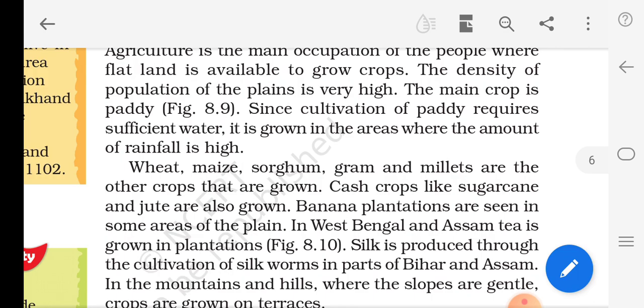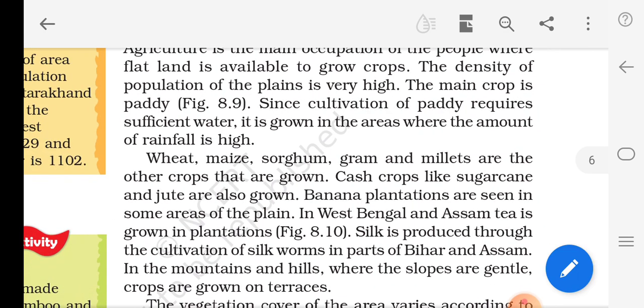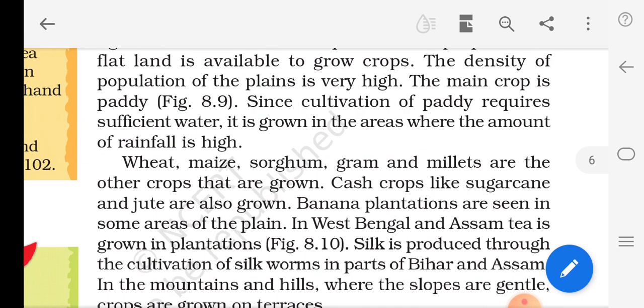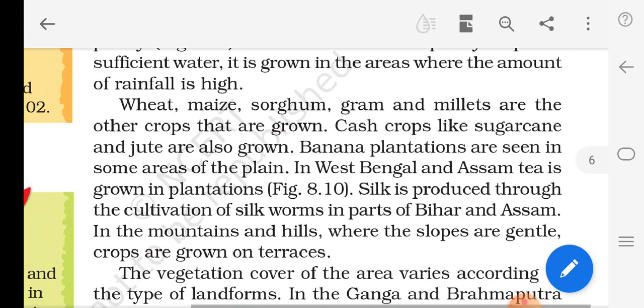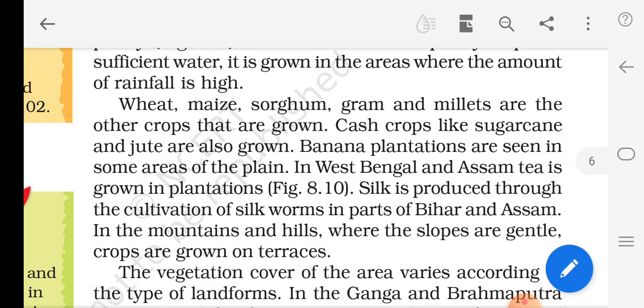And the cash crops like sugarcane, jute, banana plantations, tea plantations, silkworm plants are also grown in the Ganga Brahmaputra basin. So altogether, what are the crops grown in the Ganga Brahmaputra basin? Paddy, wheat, maize, sorghum, gram, millets, sugarcane, jute, banana plantation, tea plantation and silkworm plants are grown in the Ganga Brahmaputra basin.